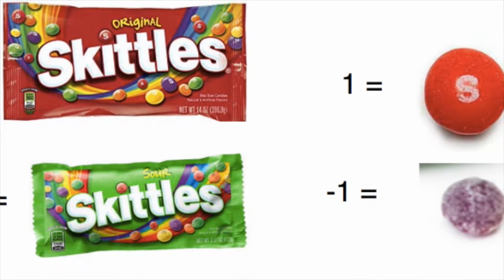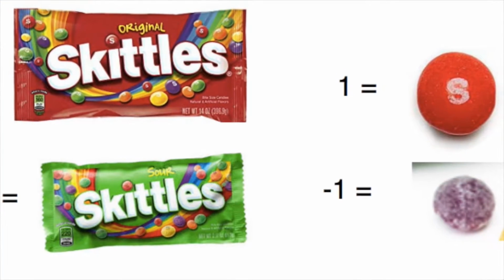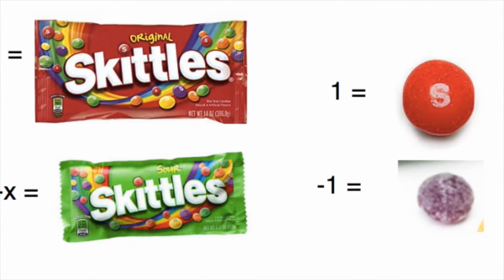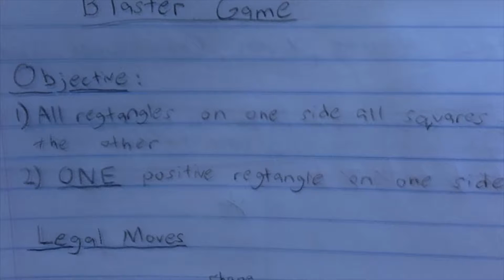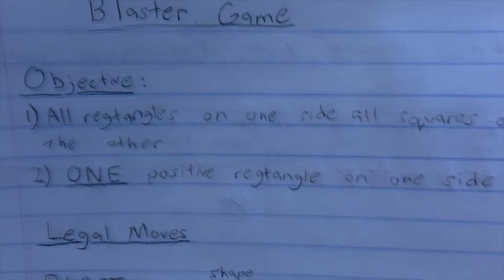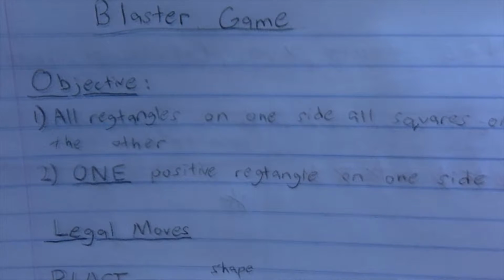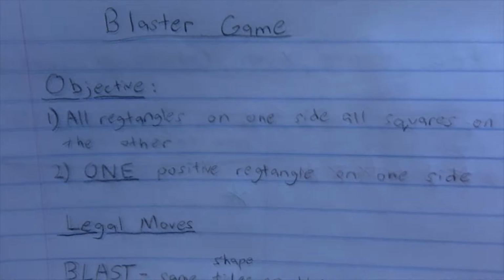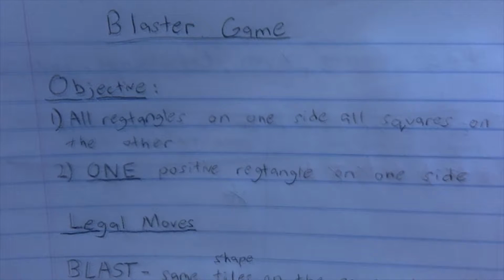For my x, I use a Skittle bag, and for my negative x, I use a sour Skittle bag. For my 1 unit tile, I use a Skittle, and for my negative 1 tile, I use a sour Skittle. In order to fully understand how to solve equations, we played a game called the Blaster game. The objective of the game is to get all rectangles on one side and all squares on the other. There also must be one positive rectangle on one side.